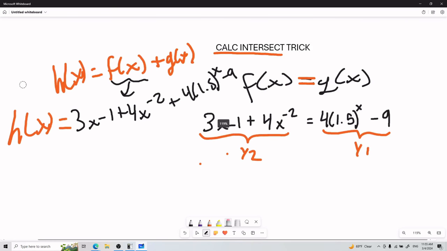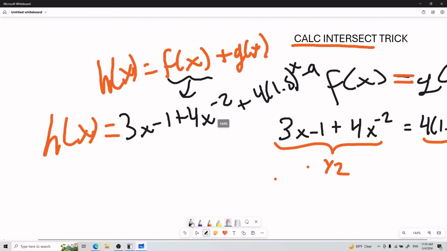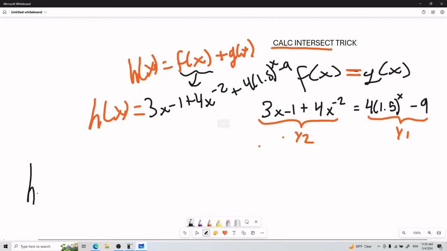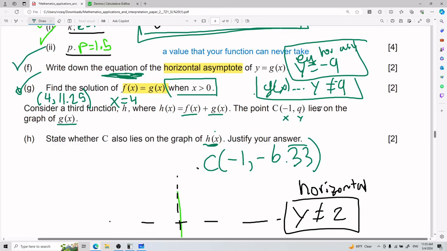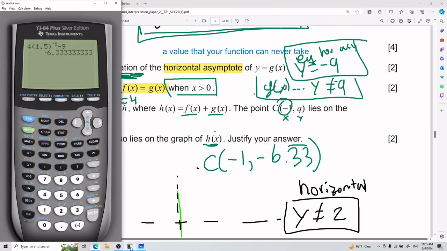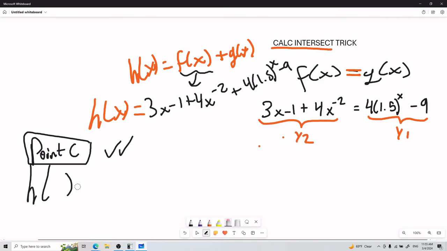Now, what we can do from here, okay, is see if point C exists, if it makes sense. If it makes sense, plugging in point C should give me a value in h of x that makes sense, okay? In other words, I can go ahead and plug in, so point C was what value for x? It was -1.